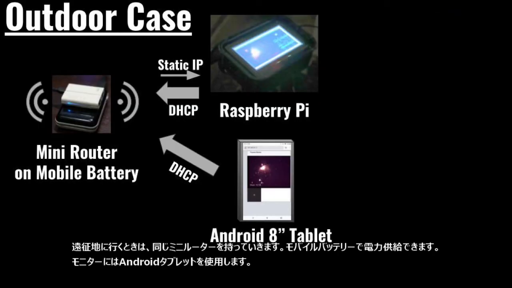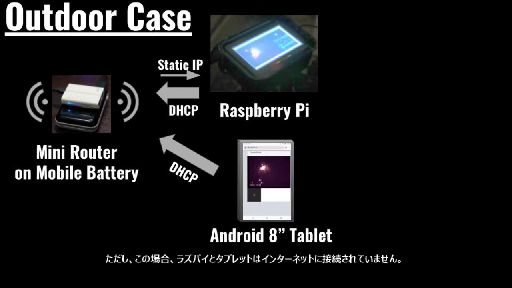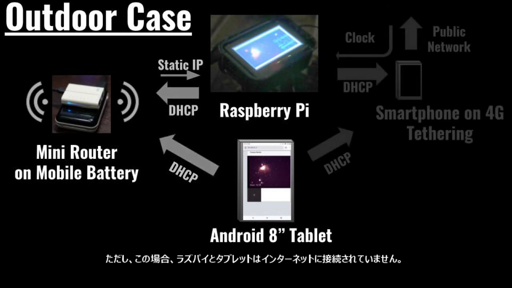When I go to a remote place, I will bring the same mini router. A mobile battery is good to supply the power. I will use an Android tablet for a monitor. However, the Raspberry Pi and the tablet will not be connected to the internet in this usage case.